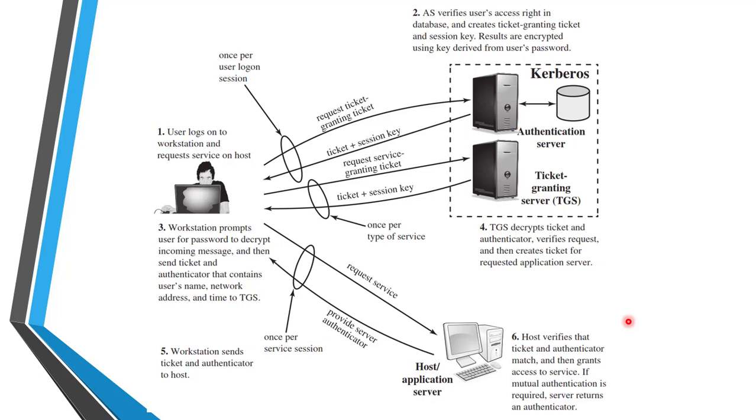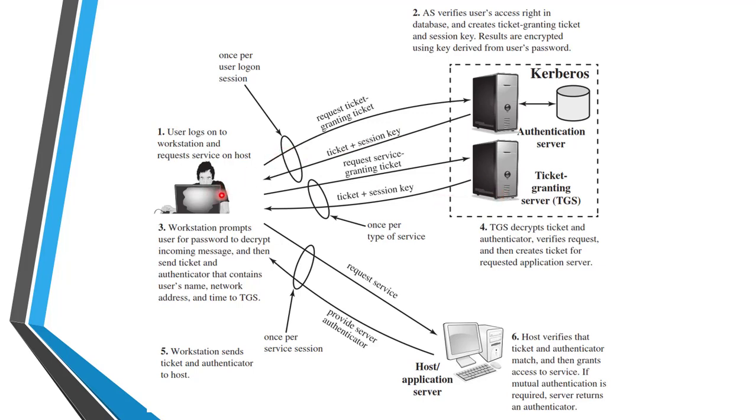Now we will see version 4 of Kerberos, which is widely used. In the first step, the user logs on to the workstation and requests the service on the host. So it is requesting the service from the authentication server, that is AS. After that, in the next step, the authentication server verifies the user by finding the user's password in the database and creates a ticket granting ticket, that is TGS, and the session key which has to be used between the server and the TGS.